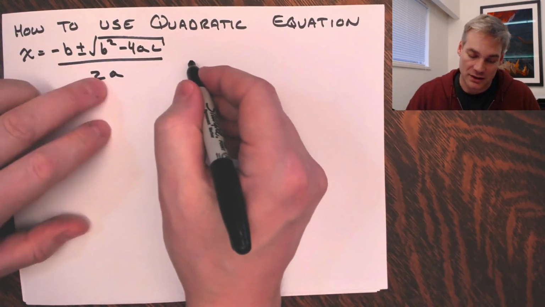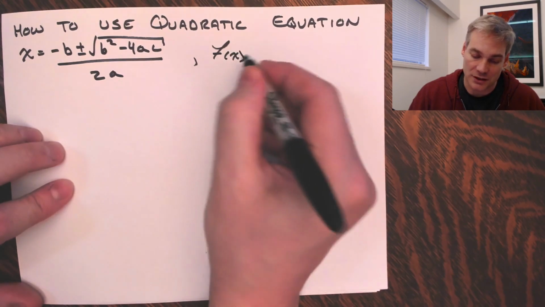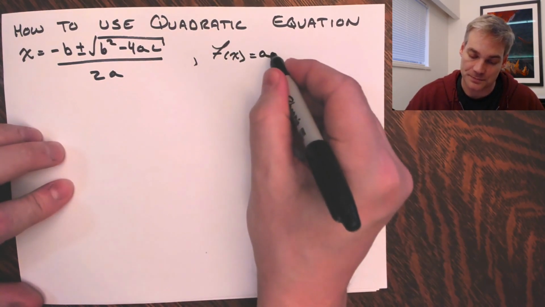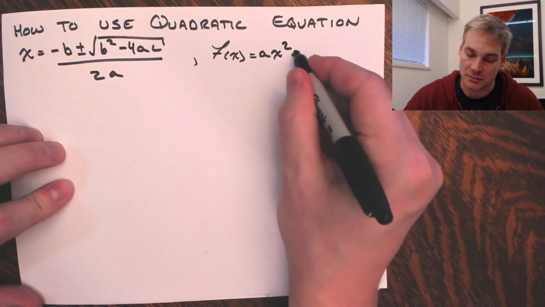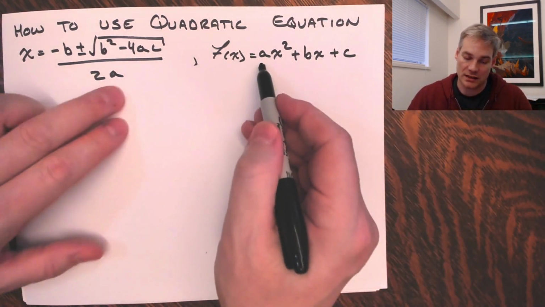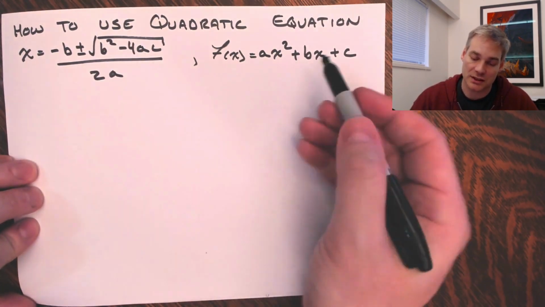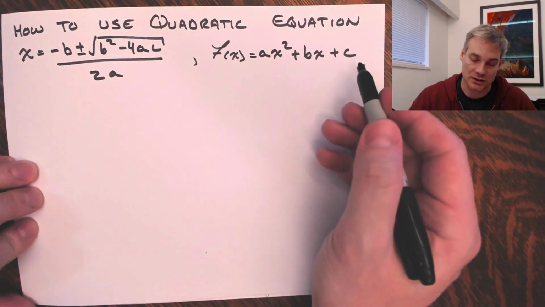Now where do we get all these letters? They are from the quadratic function in standard form, ax squared plus bx plus c. So a, we take from the number in front of the x squared, b is from in front of the x, and c is just your constant.